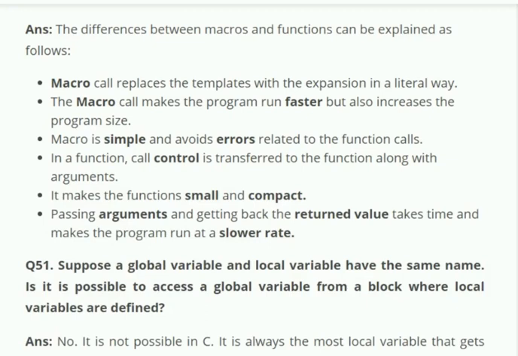Let's start with macros. A macro call replaces the template with the expansion in a literal way. Macro is simple and avoids errors related to function calls. Macro makes the program small and compact. Passing arguments and returning a value in a function takes some time, which makes the program run at a slower rate.